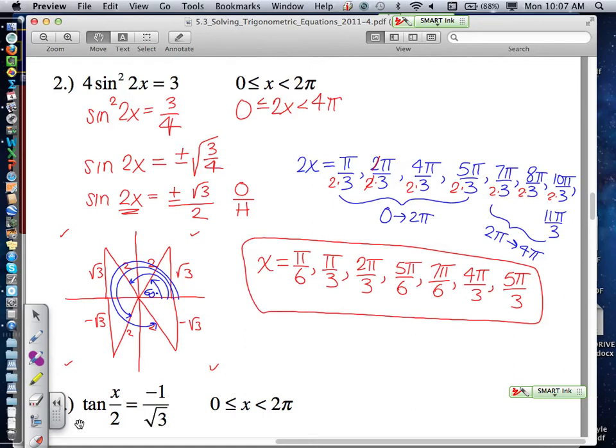So I'm going to divide by 2 here. Okay. So then I'm going to add to that 11 pi over 6. There we go. So those are your solutions.